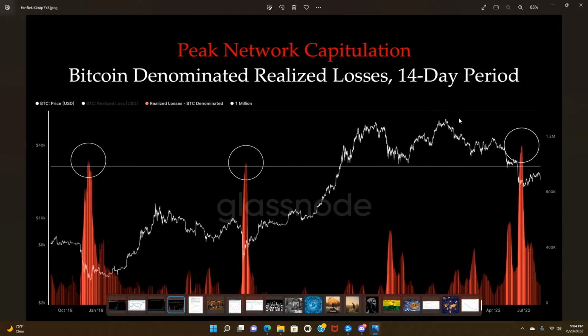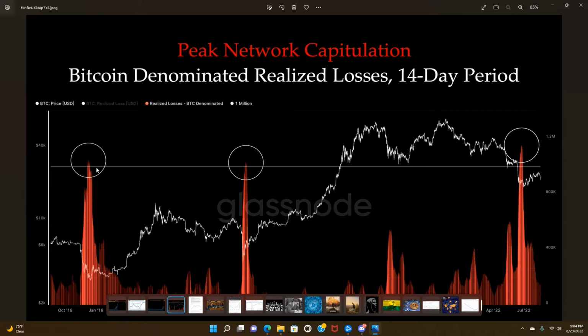So this is one of the things that makes it very difficult for me to get bearish, looking for high time frame trend continuation, just based off you have this peak network capitulation, and that's Bitcoin denominated realized losses. So basically, you have more realized losses being claimed in the June capitulation than at any time really in Bitcoin's history. I mean, even if you go back even further, you wouldn't find the same degree of losses.